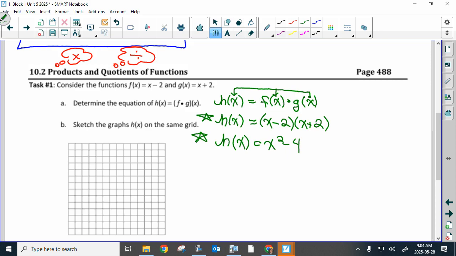Factors will get me to my x-intercepts. Expanded form will get me to my y-intercept. Yeah? So if I want to get my x-intercepts, I'm going to go to the factored form.